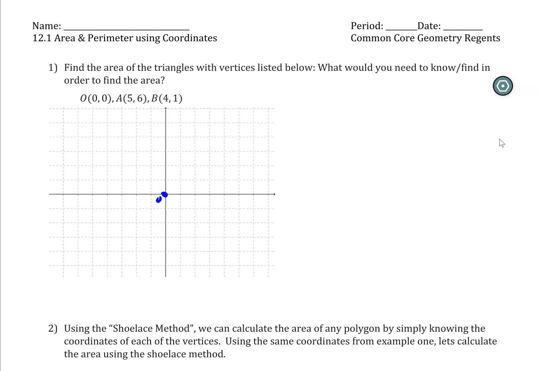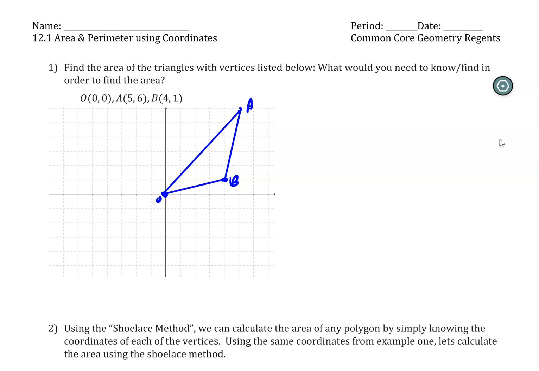So 1, 2, 3, 4, 5. 5, 1, 2, 3, 4, 5, 6. And lastly, B is (4, 1): 1, 2, 3, 4, 1. All right, so here's our 3 points. As we can see, this makes a triangle.